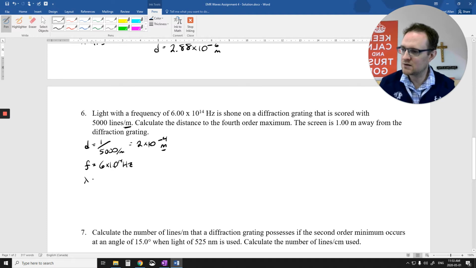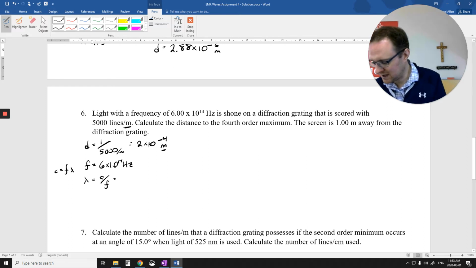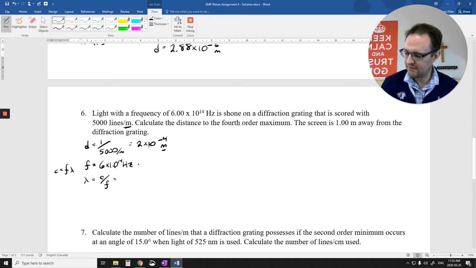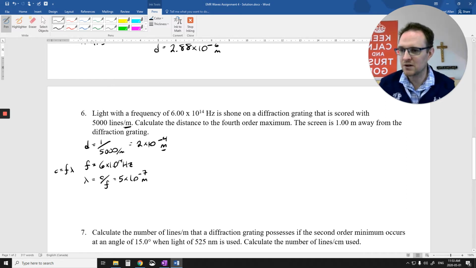So I'm going to use the universal wave formula, f lambda, to help me figure out what the wavelength is. So it's going to be c divided by my frequency. So remember, c is the speed of light, divided by my frequency. And we have 500 nanometers. So this is actually going to be 5 times 10 to the negative 7 meters. Keep it in meters because everything else is in meters. They tell us the screen is a meter away, so that's going to be my L distance here.